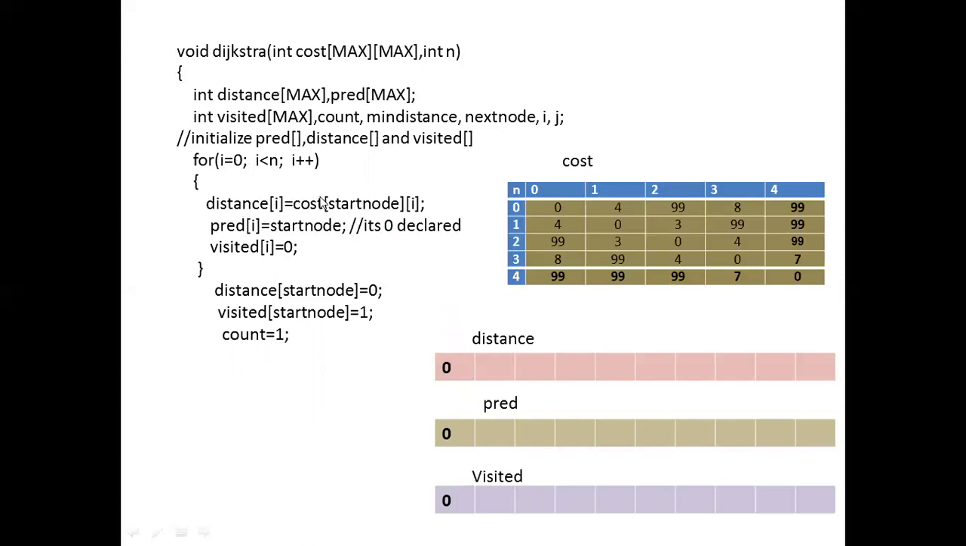Now what is the statement written inside the for loop? Cost of start node and i. Now you can observe start node is a preprocessor directive. It was replaced with 0. Now 0 and i value is 0. That is cost of 0, 0. Cost of 0, 0 value is 0. This value will be copied to the distance of i. Now distance of 0 memory location will be filled with 0. Previously it was an empty memory location. Now it was assigned the cost of start node and i.